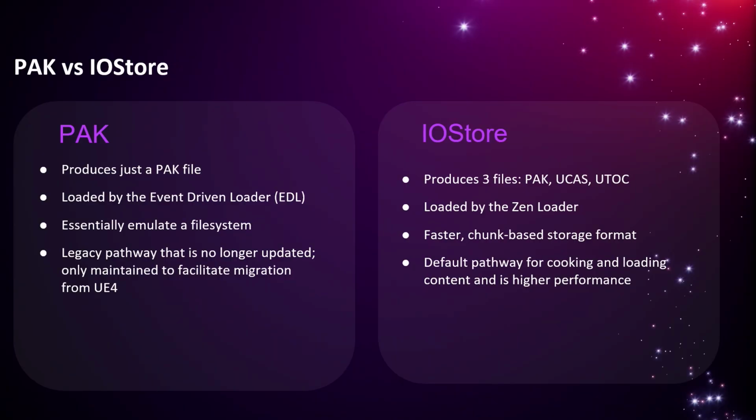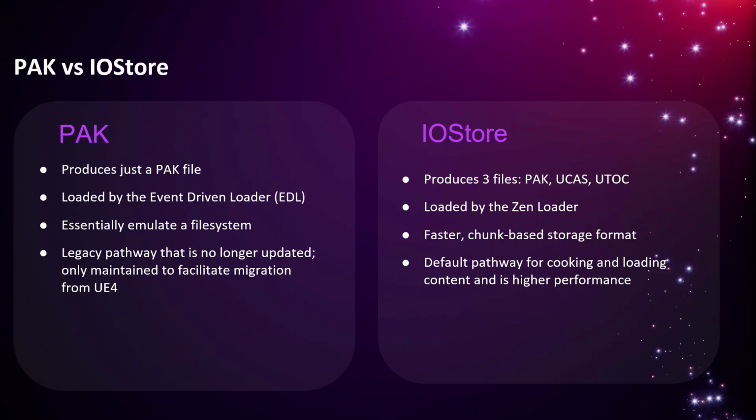So just to talk about the differences between pack and IO store. If you're cooking without IO store, which was the way in Unreal 4, you just get a single pack file per chunk. This is loaded by something called the event-driven loader, otherwise known as the EDL, which essentially is just a simplified file system that you can iterate through really easily and reference files inside of. It is a legacy pathway. It's no longer updated in the engine. It's essentially maintained to facilitate migration for titles coming from Unreal Engine 4. The default since Unreal Engine 5 is the IO store.